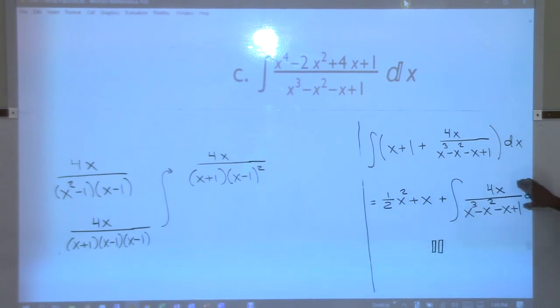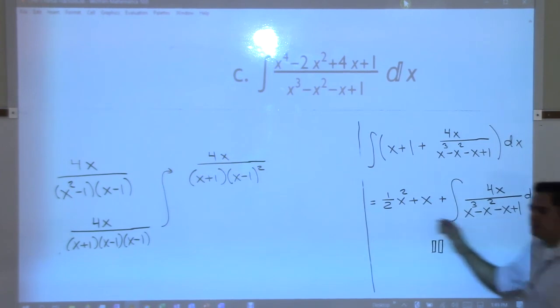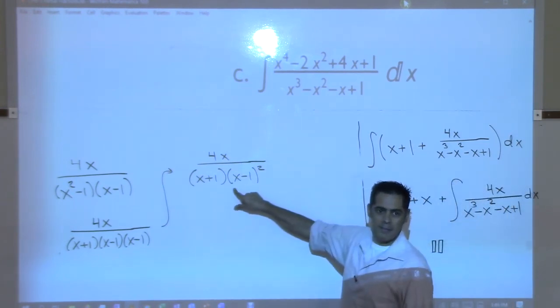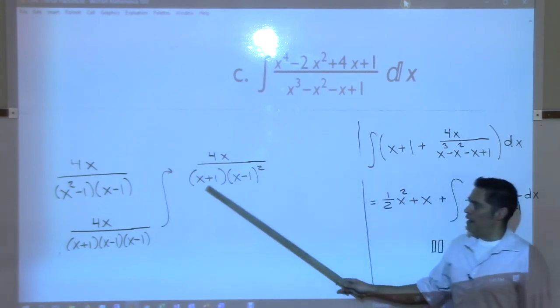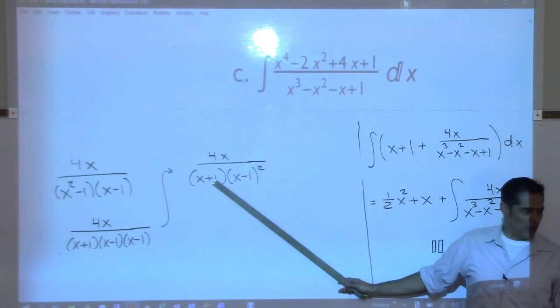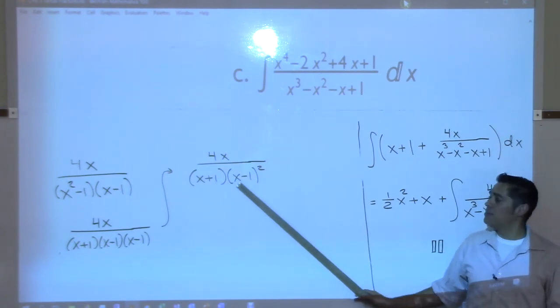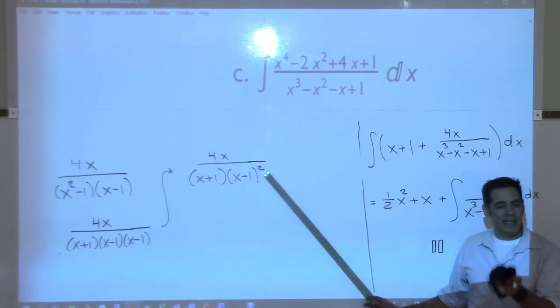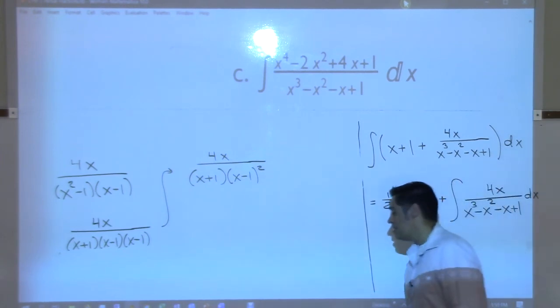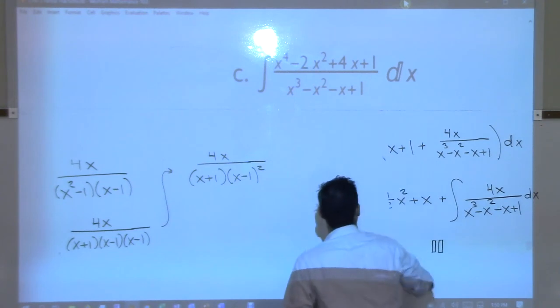All right, so this expression right here, 4x over x cubed minus x squared minus x plus 1, is equivalent to that expression right there, right? Now, we look at the denominator. We see a distinct linear factor, x plus 1. And then we see another distinct linear factor, but it's squared, which means it's repeated. Now, the way we deal with that is like this.